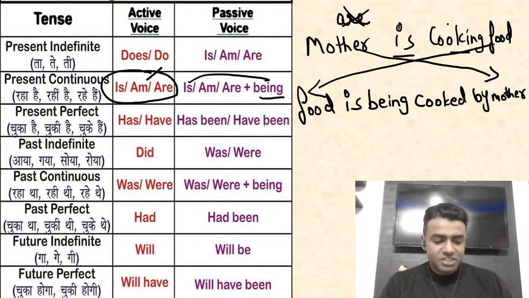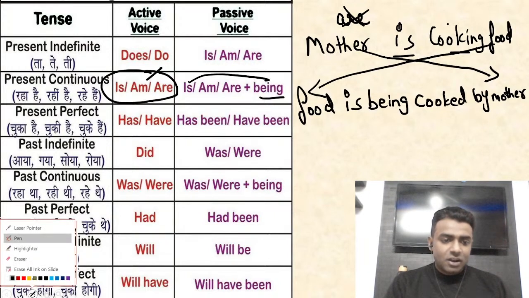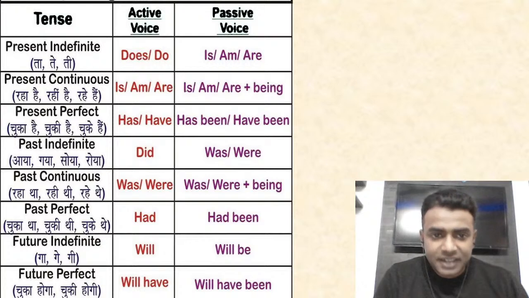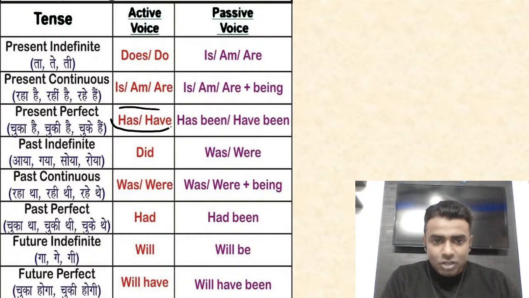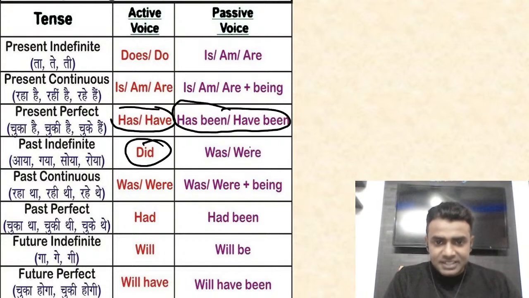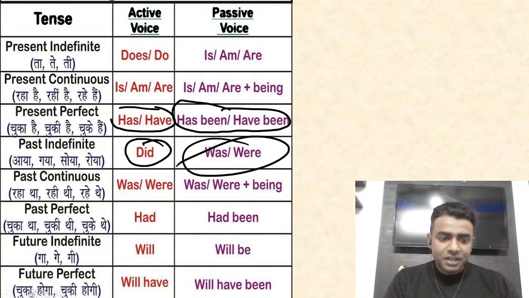Like in mathematics, you apply a few formulas, sin theta, cos theta, etc. So construct a sentence on your own and then convert it into passive voice. Construct a sentence like this and then convert it into passive voice.